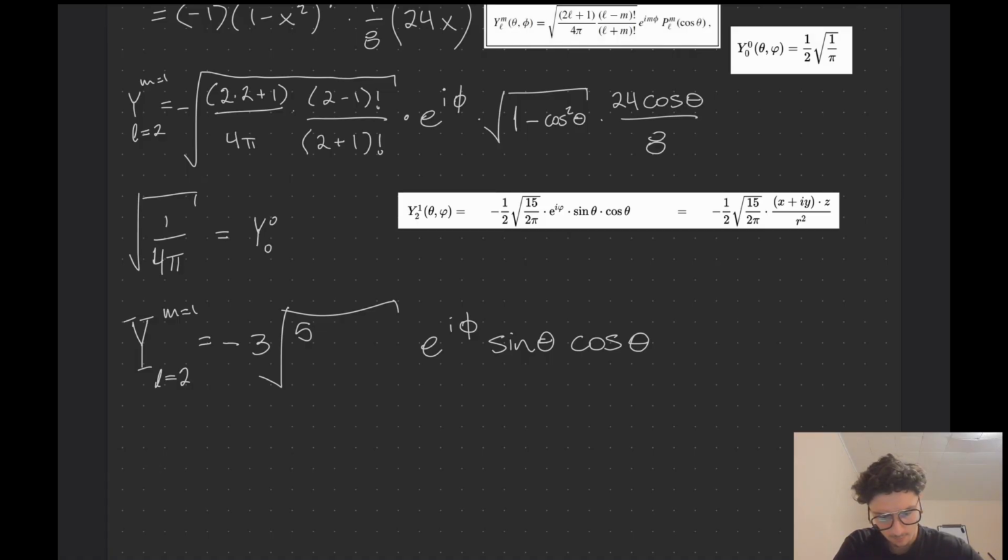This is looking better. Over... Oh, that 3 has to get brought in, huh? Square root of 3 gets brought in. Multiplies the 5. Huh.